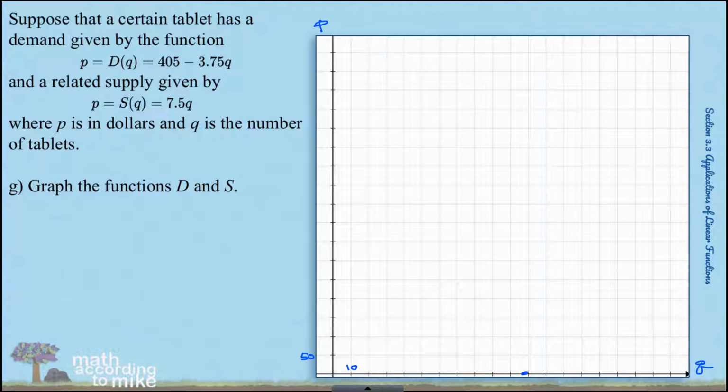So the reason it's going right here is because Q is 108 when P equals 100. And then the other point was at, what was it? Do you remember? 405? I think it was 405. Yep. So if I count that by 50s, 50, 100, 150, 200, 250, 300, 350, 400, so 405. About right there. And now I'm going to connect those two dots.